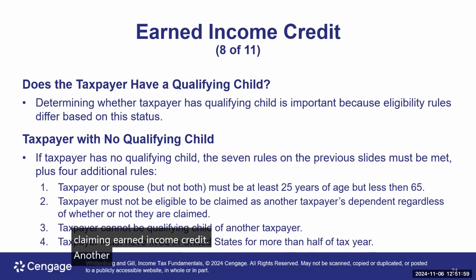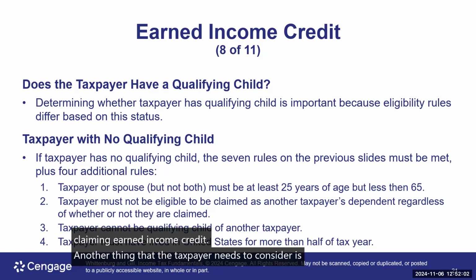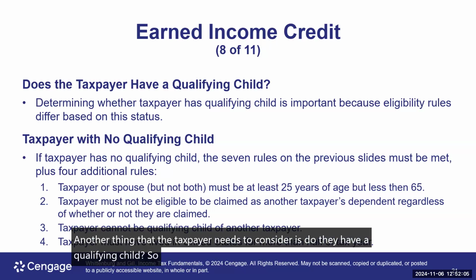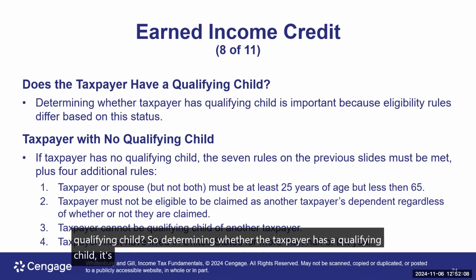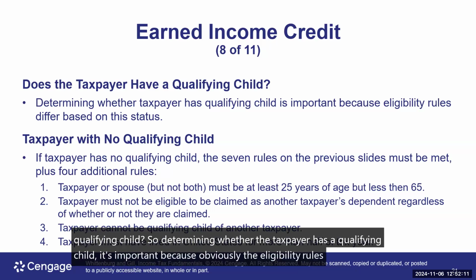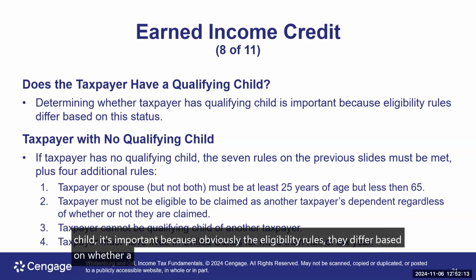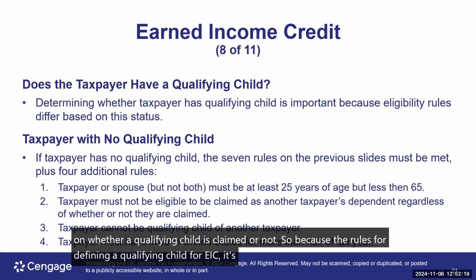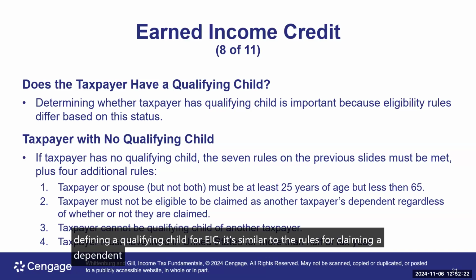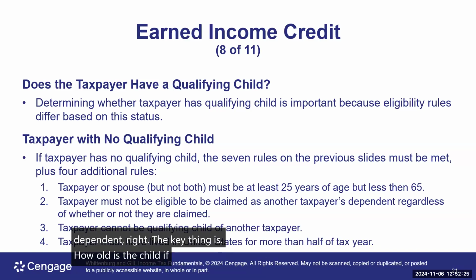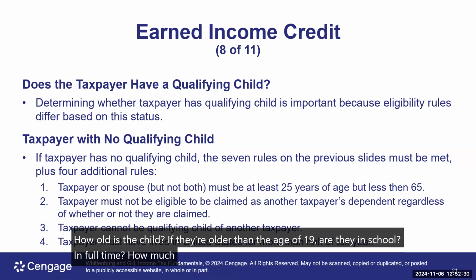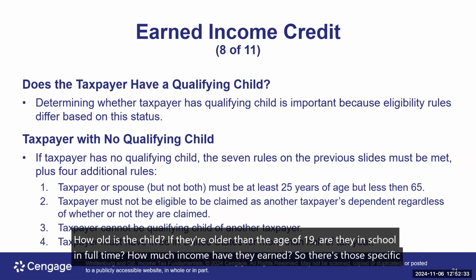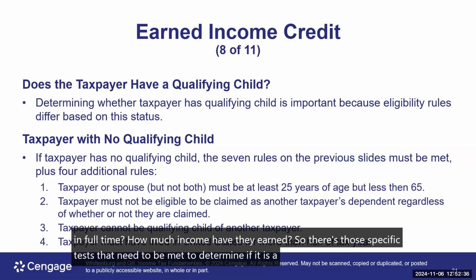Another thing that the taxpayer needs to consider is, do they have a qualifying child? Determining whether the taxpayer has a qualifying child is important because the eligibility rules differ based on whether a qualifying child is claimed or not. The rules for defining a qualifying child for EIC are similar to the rules for claiming a dependent, right? The key thing is how old is the child? If they're older than the age of 19, are they in school full time? How much income have they earned? So there are specific tests that need to be met to determine if it is a qualifying child versus if it is a qualifying relative.